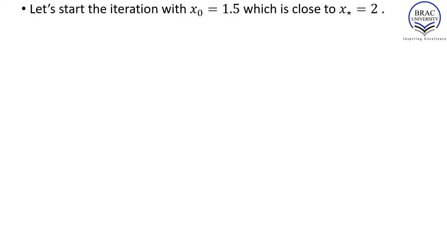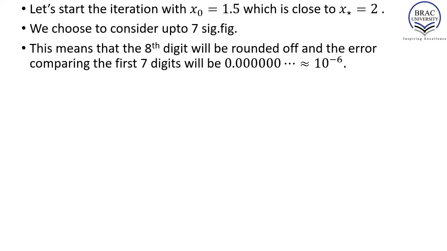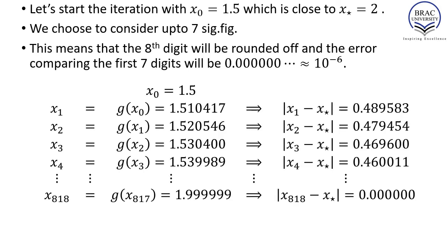So let's start the iteration with x0 equal to 1.5, which is close to the root 2. Okay, and now we compute up to 7 significant figures. That means we have to match 7 digits, and the error will be in the 8th digit. In other words, if you subtract and compute, the error will be within 10 to the power minus 6. That's what it means. So now let's do the calculation.